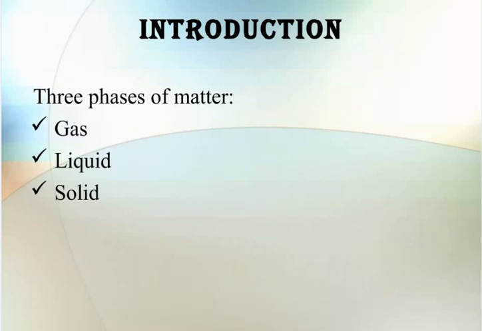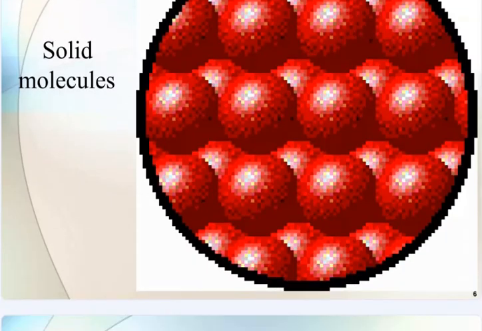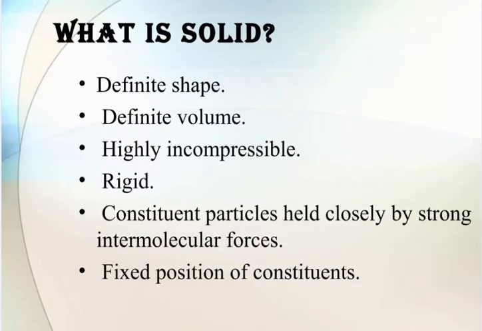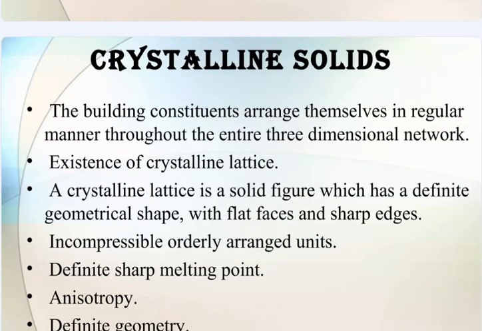So, three phases of matter: gas, liquid, solid. We all know that. So, gas molecules, liquid molecules and solid molecules. So, what is a solid? Definite shape, definite volume, highly incompressible, rigid, constituent particles held closely by strong intermolecular forces, fixed positions of constituents. Types of solid: two types based upon atomic arrangement, binding energy, physical and chemical properties: crystalline and amorphous.